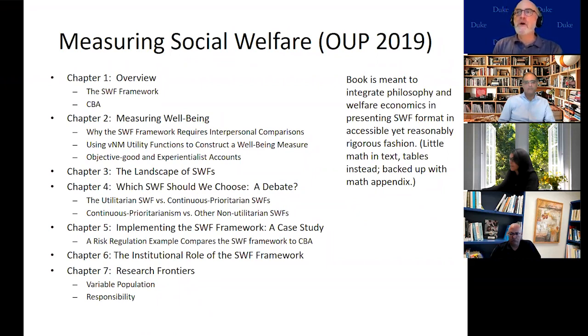The book gives an overview of the framework, which is meant to be accessible, but at the same time rigorous. And there's a math appendix that provides more formal backup. I talk both about the measurement of well-being and about the choice of social welfare function. And then I show, and I'll talk about this in a bit, how the approach can be implemented in policy analysis. One of the things I'm trying to do in this book, and indeed in my work more generally, is show how this framework improves on cost-benefit analysis, right? So in this case study, I contrast this framework to cost-benefit analysis, which of course is now the dominant policy tool for policy analysis as applied to risk regulation.